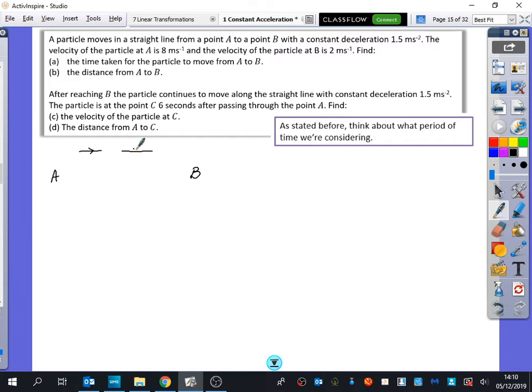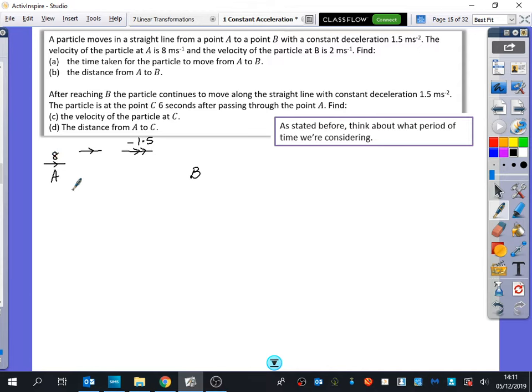So if you wanted to, on your diagram, you could use this double arrow here, and you could say that it's minus 1.5. A double arrow represents acceleration, and a single arrow represents velocity. The way you can remember that is that it's meters per second, and this one is meters per second squared. So there's two of those arrows there. It's just a shorthand way of showing what the acceleration is. The velocity of the particle at A is 8 meters per second. So I could say over here it's 8.